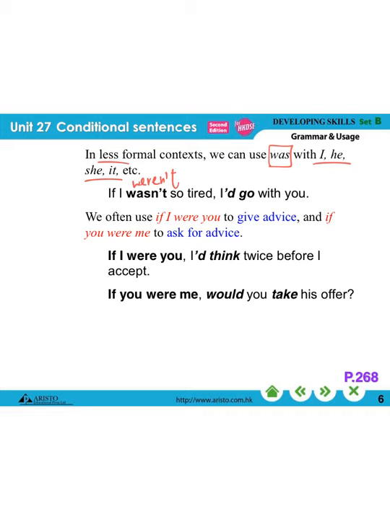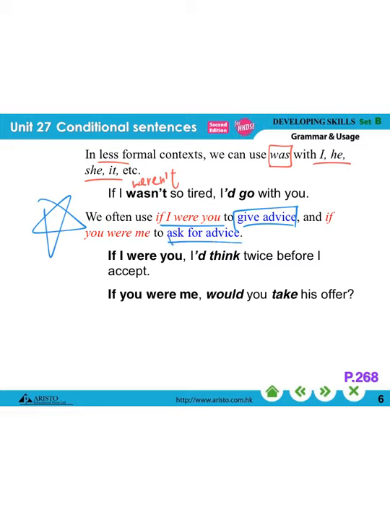I'm putting a star here because I'm highlighting this one, because we always use this sentence pattern to give advice. If I were you, I would do something. If I were you, I would do something. If I were someone else, I would do something.